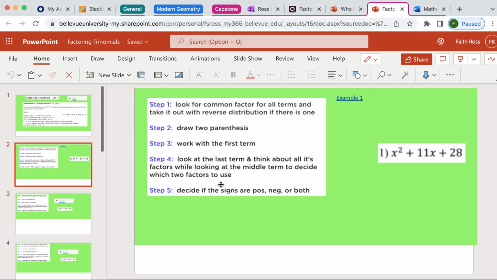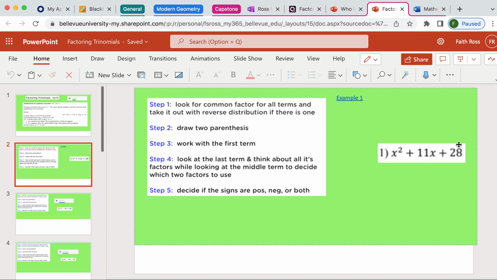Let's do this. I'll show you how to do this one first, because I know this is very new for you. So our first step is to look if we have a GCF. Do we have a GCF? No. Good. Okay, so then next we're going to just draw two parentheses, and we're going to leave space in between so we're able to write our variables and our numbers. So what we want to do is our first term. Is our x squared 1? Yes. So we're going to write our x here and our x here.